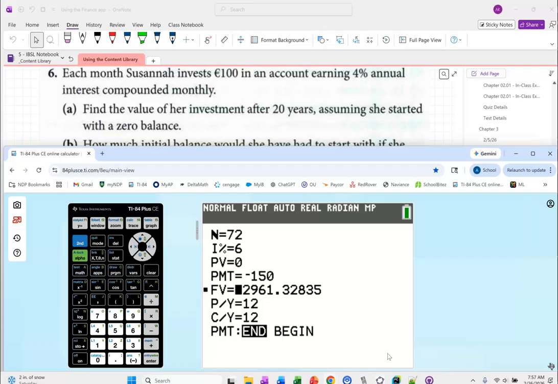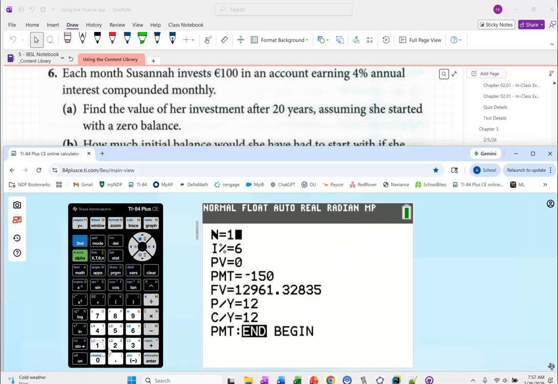All right. So the next question says, each month Suzanne invests 100 euros in an account earning 4% annual interest compounded monthly. Find the value of her investment after 20 years, assuming she started with a 0 balance. Okay, well that's fairly straightforward, right? So what should my N be? 12 times 20, perfect.